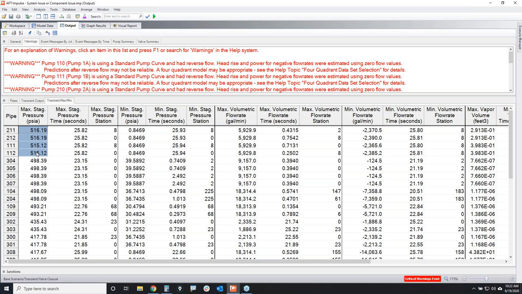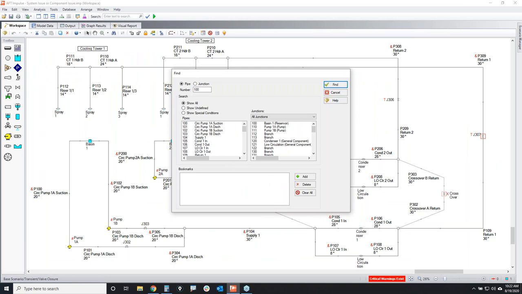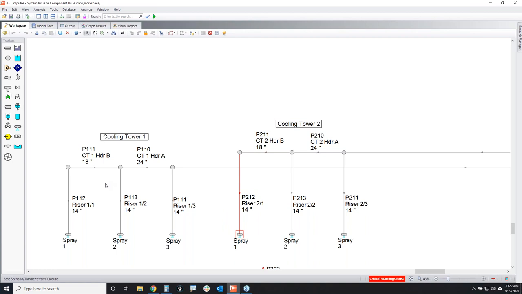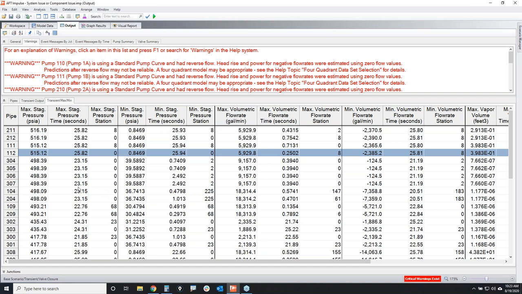They're happening in pipes 211 and 212, 111 and 112. Where is that? Well, if I go back to the workspace and I do Control F on my keyboard, I look for 211, which is this particular pipe right here. And here's 212. And here's pipe 111 and 112. So let's take a look at what's going on in those pipes. That would be a good starting point to begin analyzing my results. So it's telling me that I've got 515 PSIA.